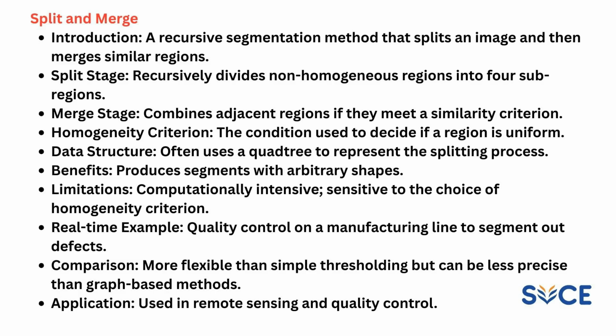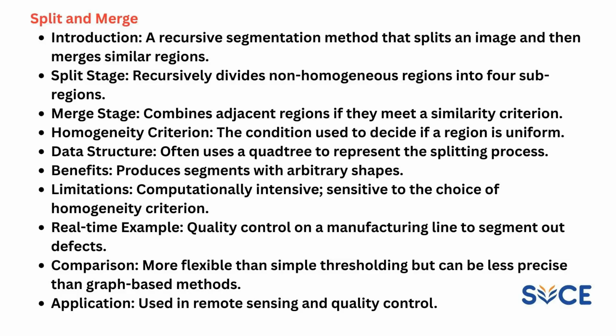The second one is that it is sensitive to homogeneity criteria. The final segmentation result is highly dependent on how you define what we call uniformity. A bad choice can lead to over-segmentation, that is, too many small regions, or under-segmentation, too few larger regions.